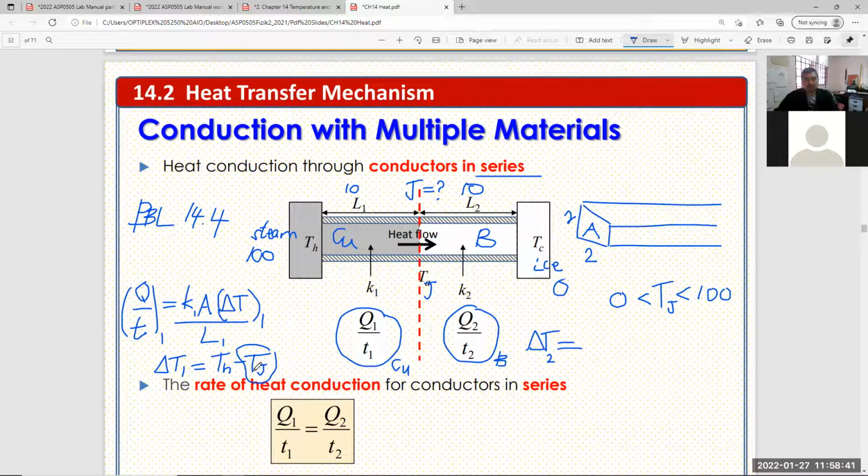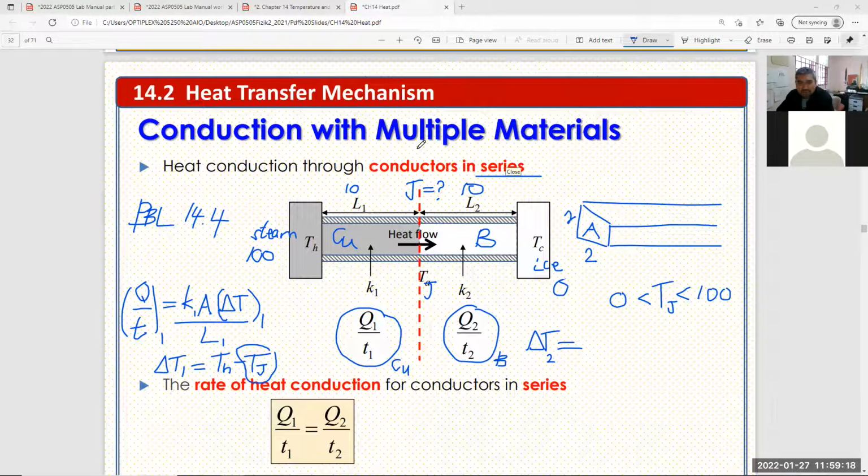You want to write down like the first case for copper. So what should be delta T2? Just respond to me. Are you there, class? What should be your delta T2? Something to put there. TC plus TJ. Okay.